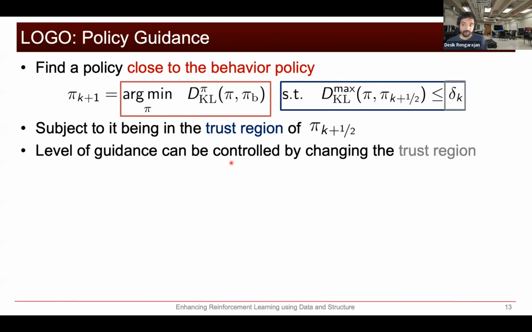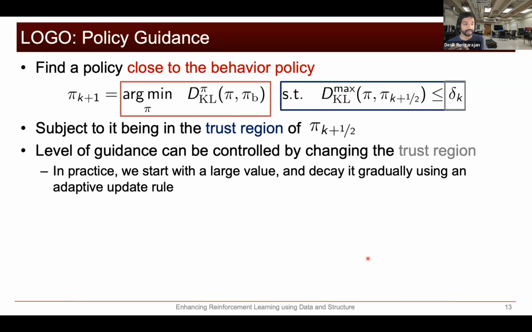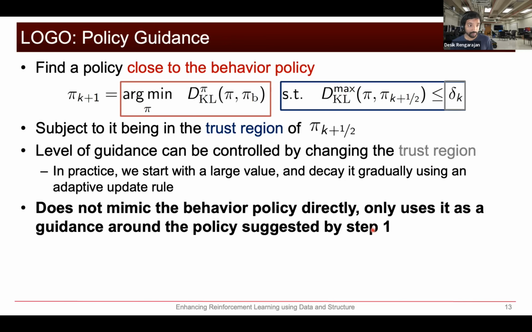So what this essentially does is that the trust region controls the amount of guidance we want the behavior data to provide. In practice, we start with a large value of delta k. And as we move forward in our algorithm, we gradually decay the value of delta k using an adaptive rule. So this ensures that we do not mimic the behavior policy directly, but only use it as guidance around the policy suggested in the first step.